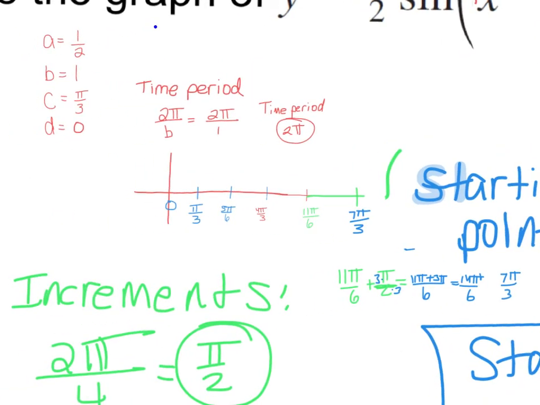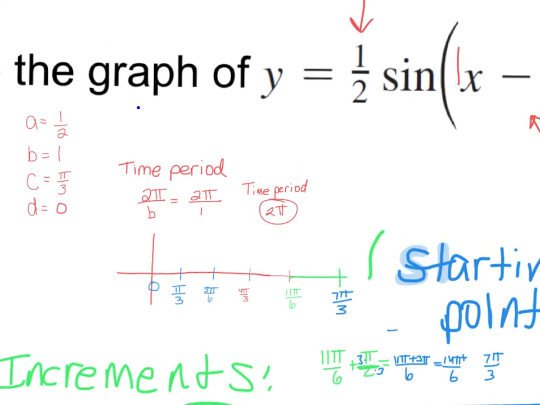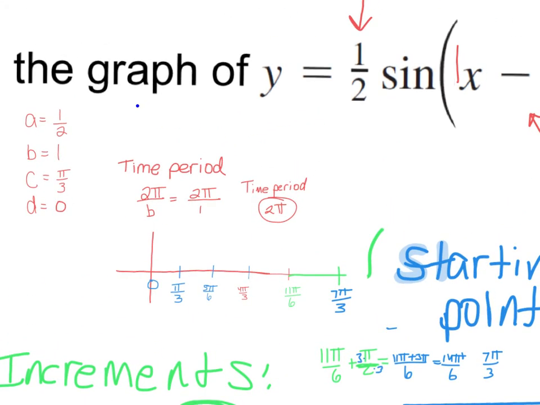Okay, so now if I'm going to graph this, I have to look back at the very beginning and say, well, wait, what was my amplitude? What's the highest and lowest that my graph is going to go?